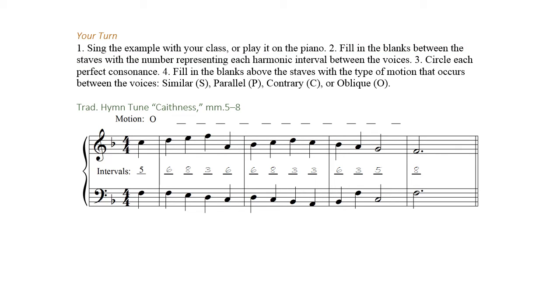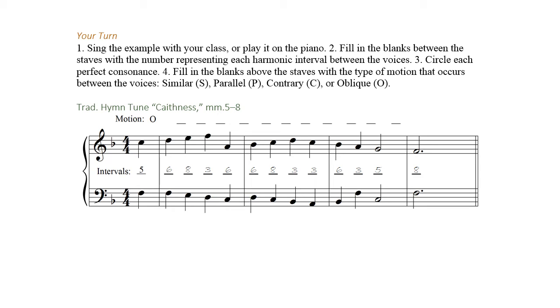Our next job is to circle each perfect consonance. Remember that the perfect consonances include unisons, fifths, and octaves. There are no unisons in this example, so we circle each fifth and octave. Notice that there are more imperfect consonances than perfect ones. This is a hallmark of good counterpoint.